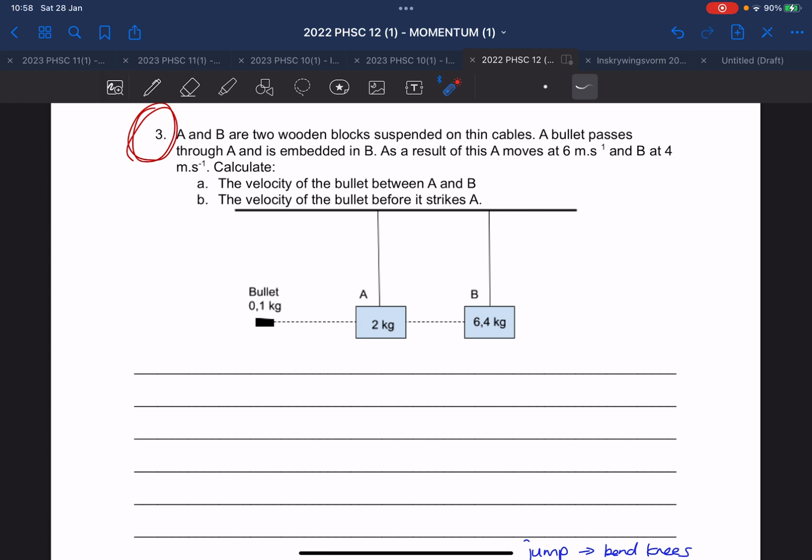So this is a question that comes straight from a question paper a long time ago. I want to do it because it's difficult, sort of, and because there is a mistake in the question. We have common sense, but I want to show you how they ask the questions. It says A and B are two wooden blocks suspended on thin cables. A bullet passes through A and is embedded in B. What in the world does embedded mean?